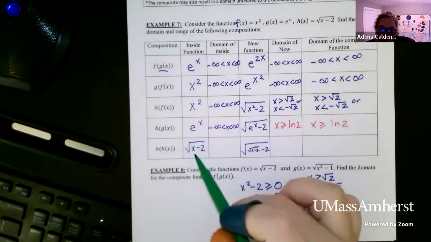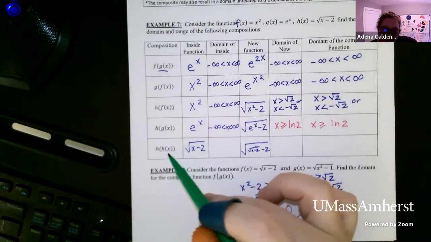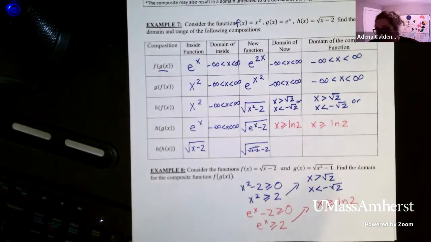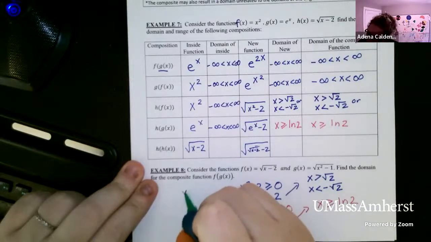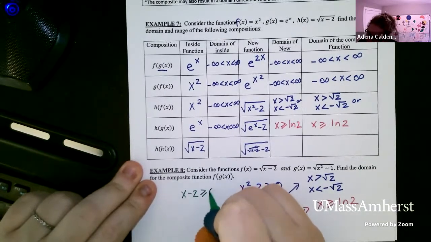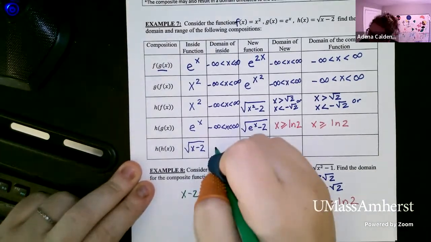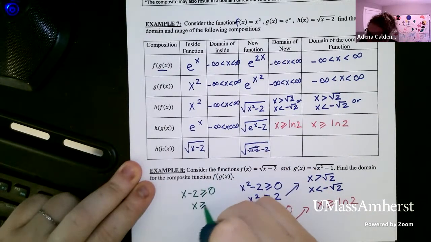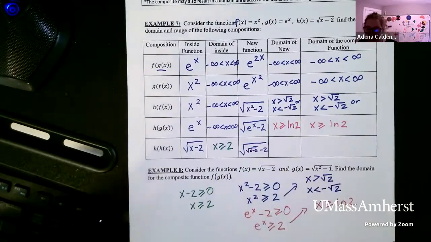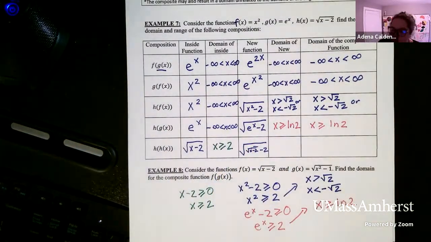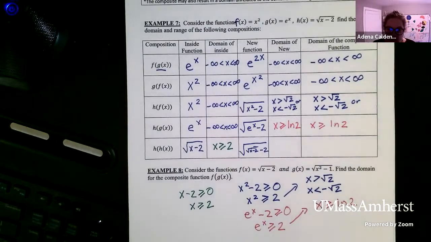x minus 2 under the square root is our inside function. So we actually start with a more restrictive domain than we have before. So in that case, x minus 2 would have to be greater than or equal to 0. So that means x has to be greater than or equal to 2. So x greater than or equal to 2 is the domain of this inside function.